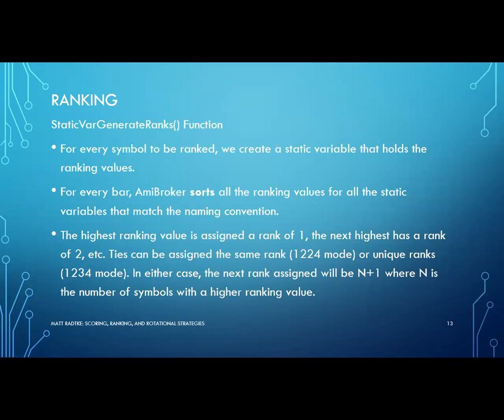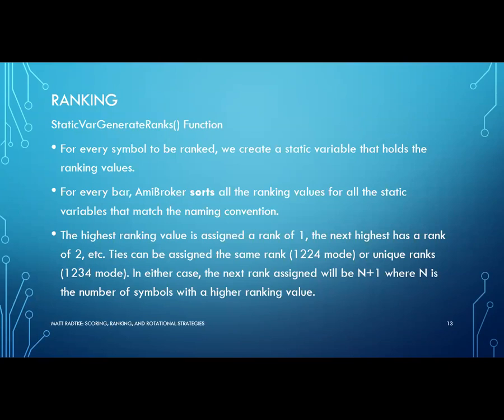The way that we do this in AmiBroker is for every symbol that's going to be ranked, let's say it's every symbol in the S&P 500, we're going to create a static variable that holds the value to be ranked. So if we're ranking on RSI, we're going to create a static variable with a name like Apple RSI. Apple being, I'm sorry, it's going to be the other way around. It's going to be RSI Apple. So the indicator name and then the symbol name.